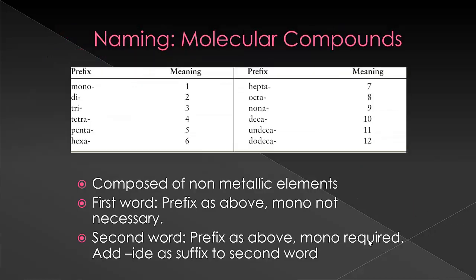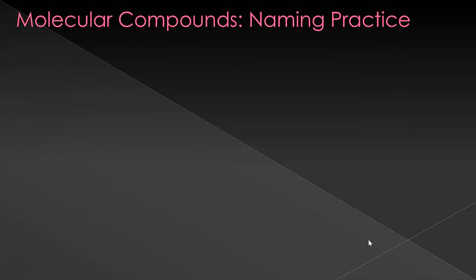Now let's do molecular compounds. So these are your covalently bonded, no metal compounds. The first word is going to have the prefix as above, if it's needed, and then the name of the compound, or the atom. However, mono isn't needed if there's only one. The second word has a prefix from above. The mono is required though, and you add an IDE as a suffix. Second word only.